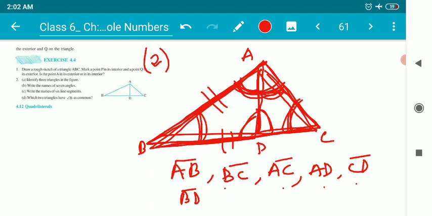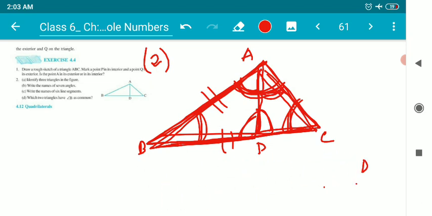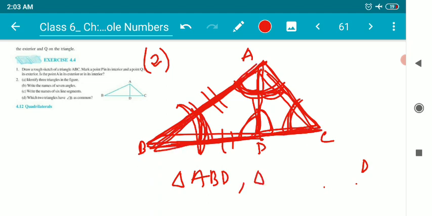Now, which two triangles have angle B as common? Now children, from the figure, as we can see, there is angle B. Name of this angle is angle B. Angle B lies in which two triangles? Angle B lies in triangle ABD, because triangle ABD has got angle B, as well as the triangle ABC, the bigger one. Triangle ABC has also got the angle B.